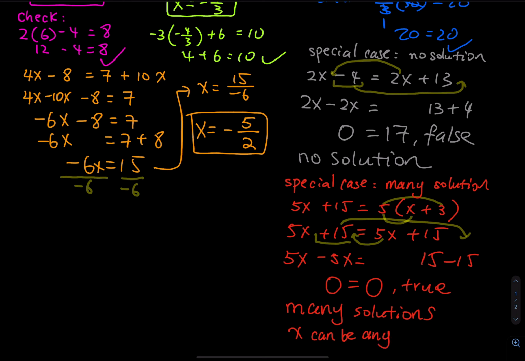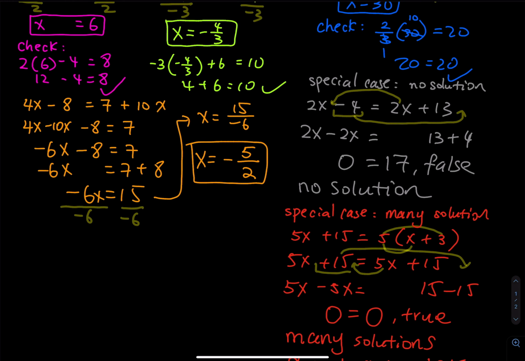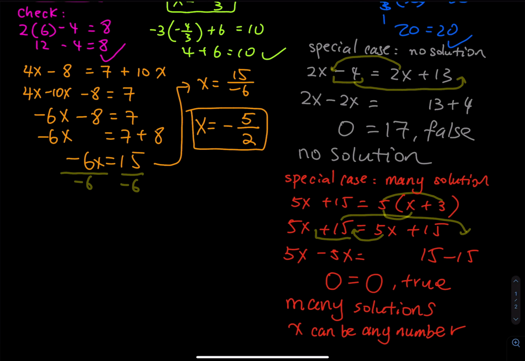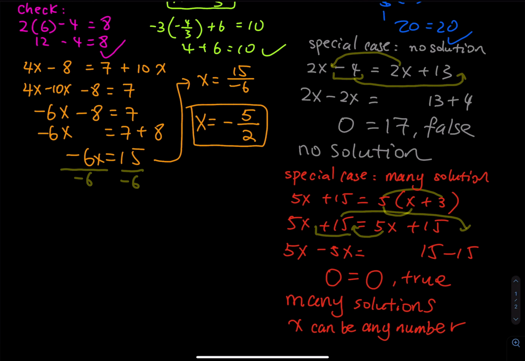So x can be any number. So that means at the very beginning, like in this equation, you can let x be any number you want, plug in x, the left is always equal to the right. In the previous case, no solution, it doesn't matter what x you choose, the left is not equal to the right. Okay, so since I mentioned distribution, this video is meant to be a review video, right?